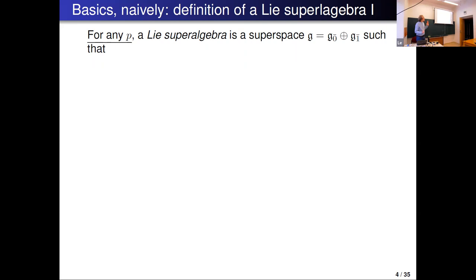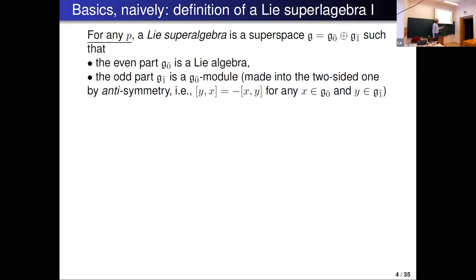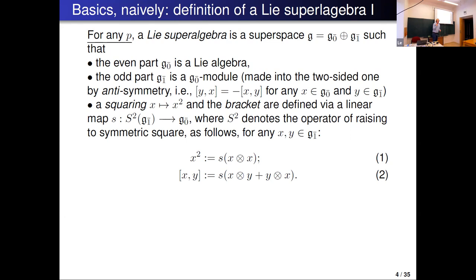A Lie superalgebra, in any characteristic greater than or equal to zero, is a supervector space such that the even part is just a Lie algebra, the odd part is a module over the even part, and we define a bracket only by the action of the algebra. Then I need some additional data to construct a bracket on it. In this approach, I will use not only the bracket, but also the so-called squaring.